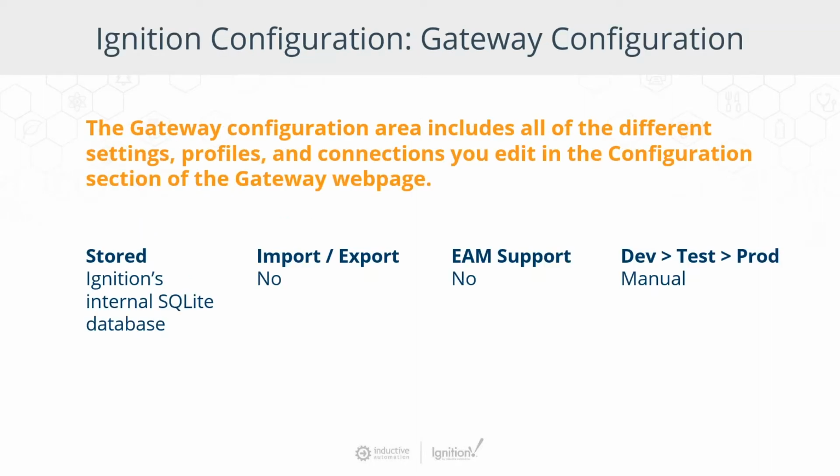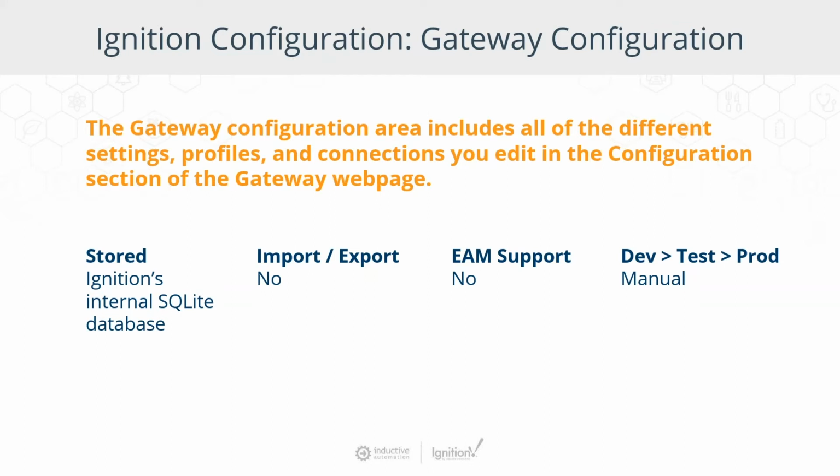So if we start with the gateway configuration, this is the area that you see and manage when you go into the gateway configuration web page. So all of the connections to databases or devices, all the profiles you set up, like authentication profiles or alarm notification profiles, all of these settings that are in that gateway web page are what I'm referring to here. And these are all stored inside of Ignition's internal SQLite database that is on the server itself. There is no import-export for any of these profiles or settings, and that's a really important thing to understand here.